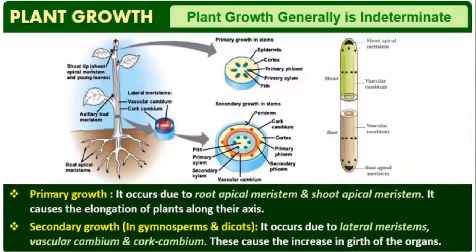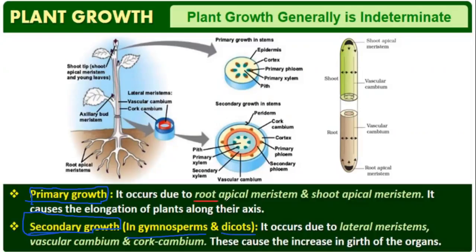Okay, plant growth is indeterminate. So there are two kinds of growth in the plants. The first one is the primary growth and the second one is the secondary growth, which can be observed only in gymnosperms and dicots.